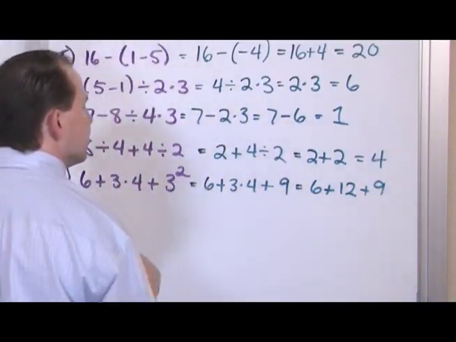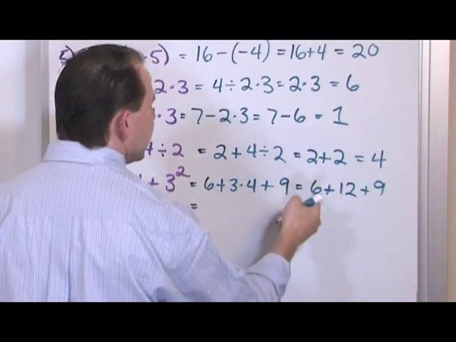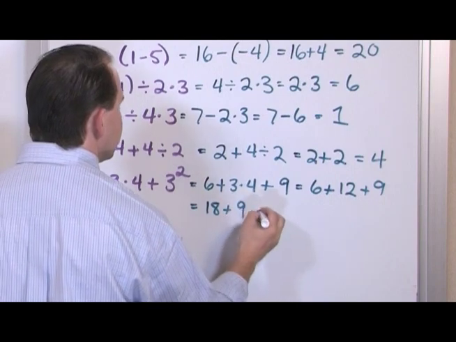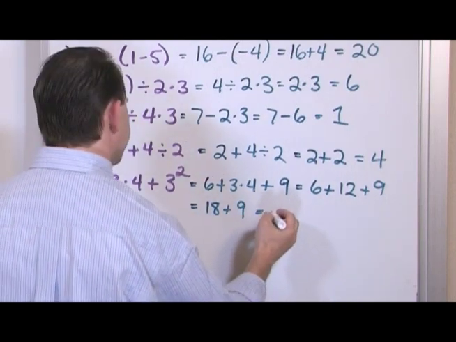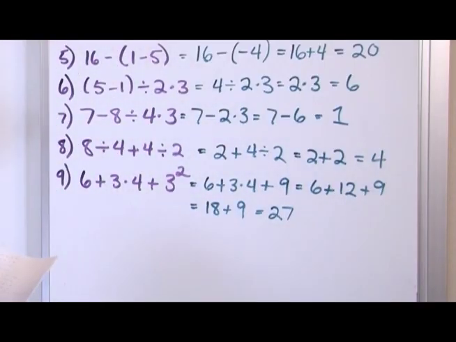plus 9. Now I have a bunch of addition. I just add them up just like regular numbers. 6 plus 12 gives me 18. I still have to add my 9. And 18 plus 9 is going to give me 27, and that's the final answer. So you do things one step at a time, follow the rules, and be in good shape.